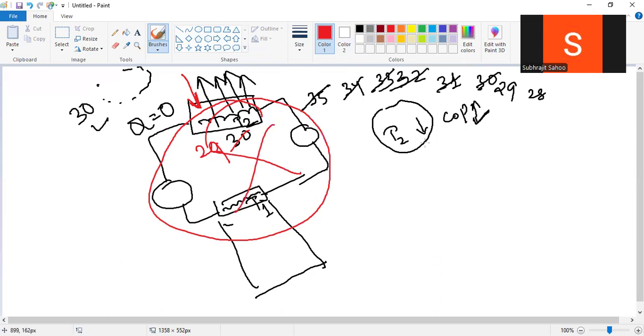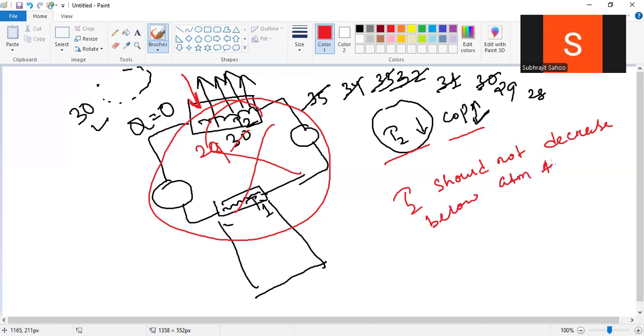Then what conclusion did you tell? If T2 decreases, COP increases. I am decreasing the T2, but after some time it is not giving the proper result. Why? Because of conditions, limitations. No doubt T2 decrease, COP increase, but up to what range do I need to decrease the T2? The T2 should not decrease below atmospheric temperature.